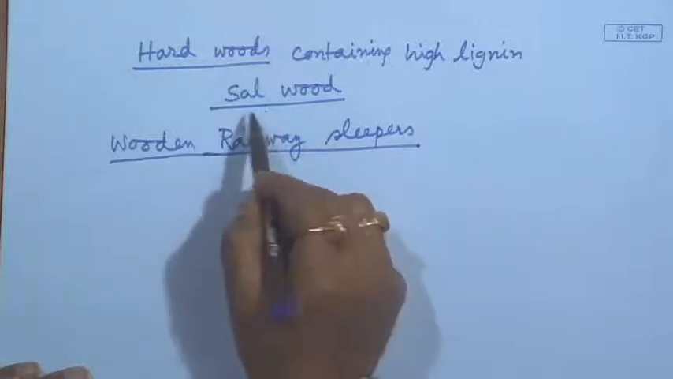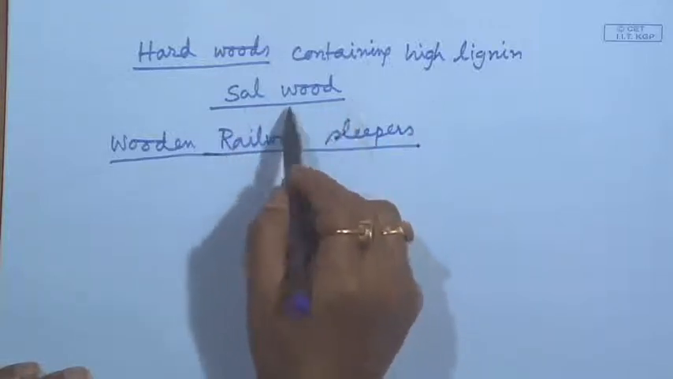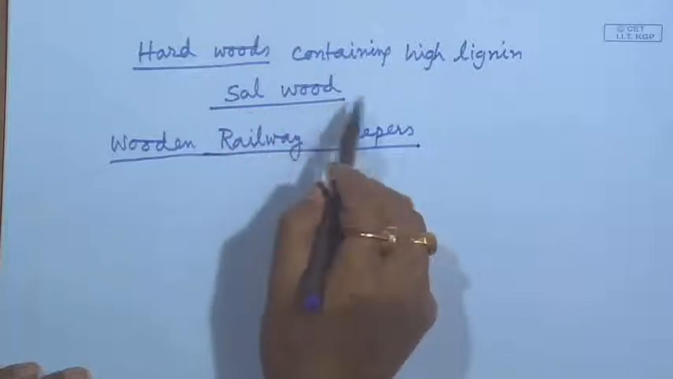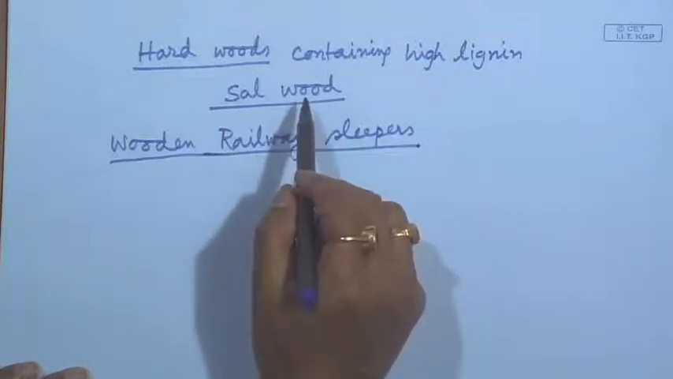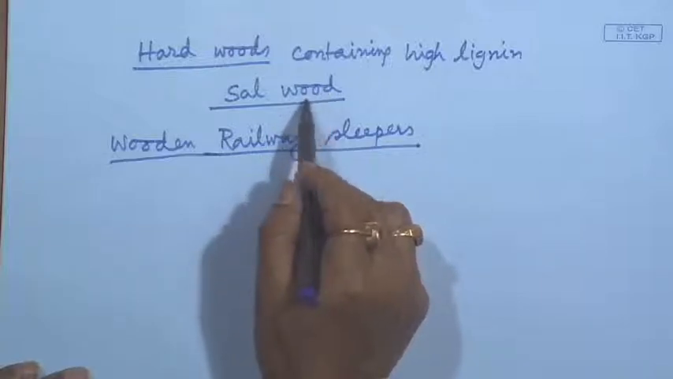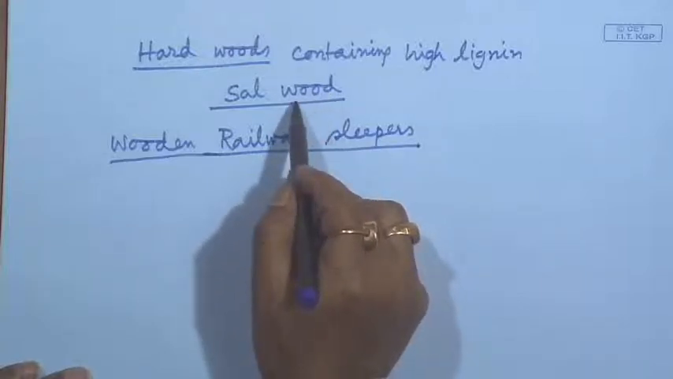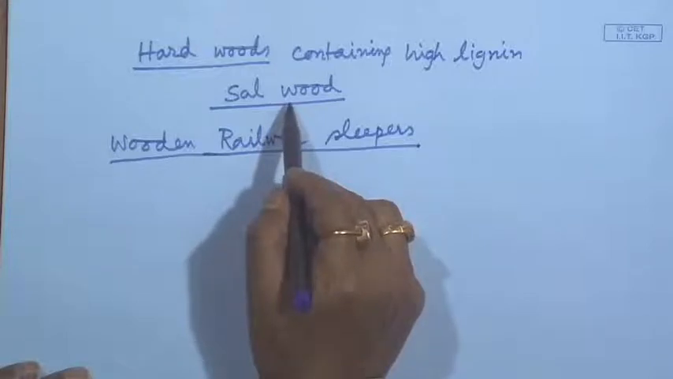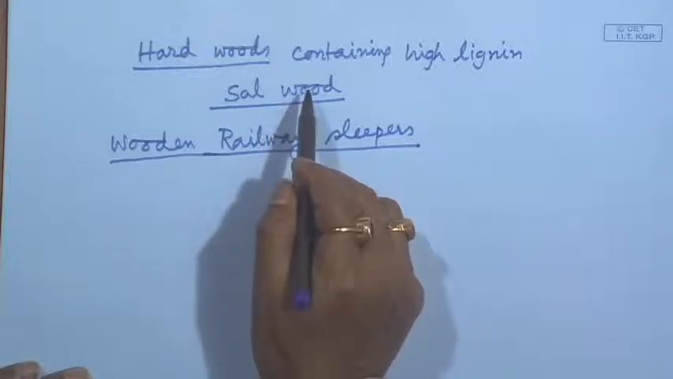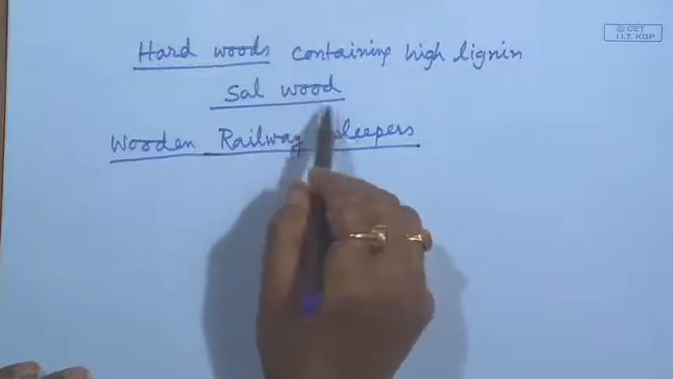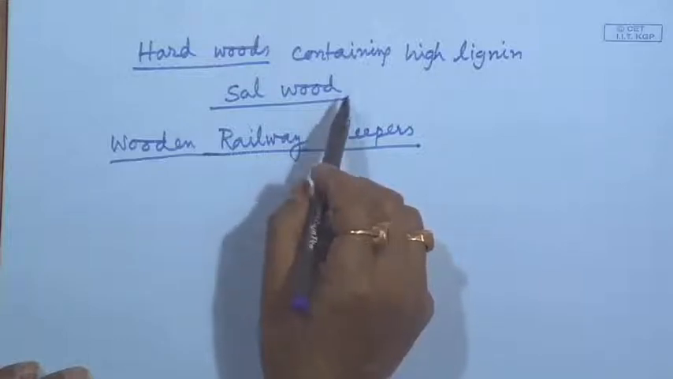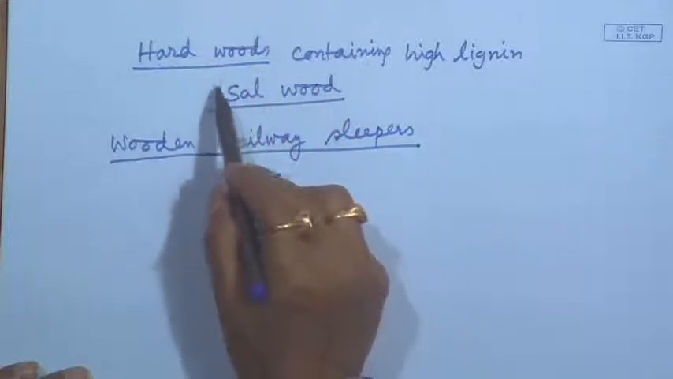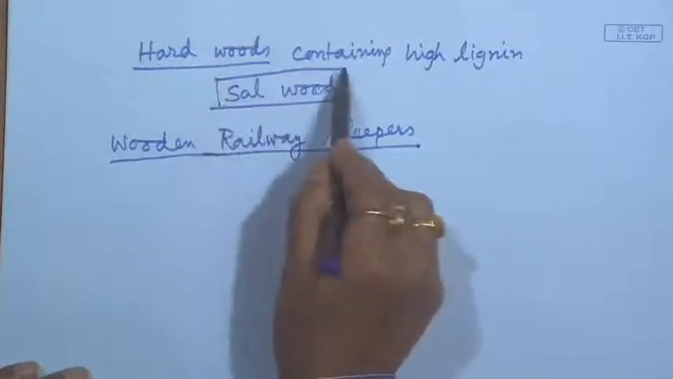Now, earlier this sal wood remained exposed to the environment, open environment, outdoor environment, in contact with soil, in contact with air, in contact with heat, sunlight, etc. Still, those are not so easily degradable, and the life of those wooden sleepers was very high.